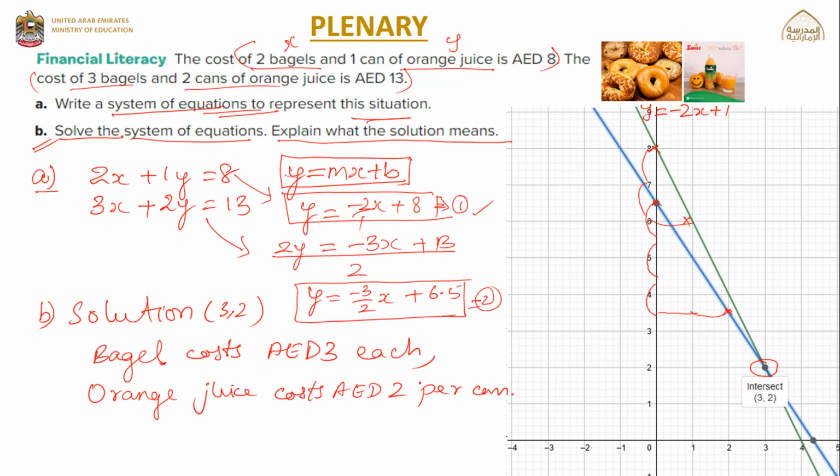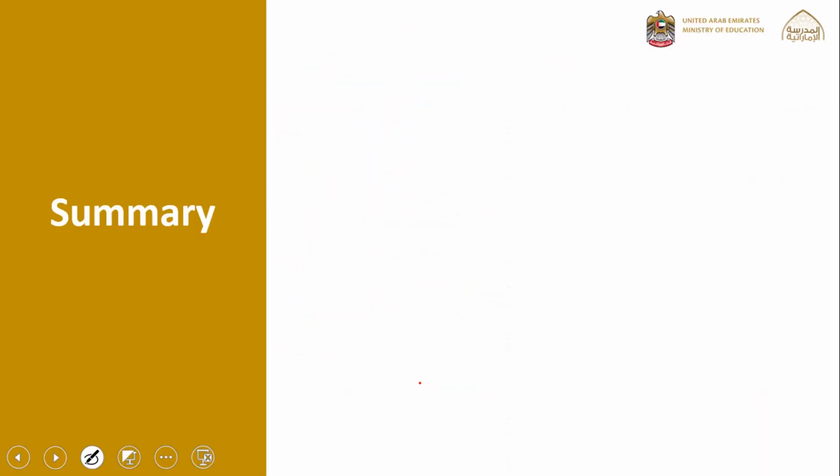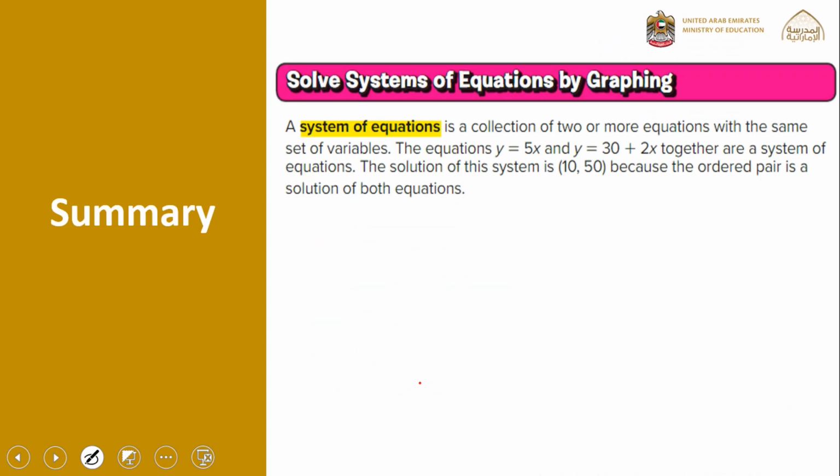It's so simple. So you're going to recall the lesson summary, where you'll be solving systems of equations by graphing, which we have done. So what is a system of equations? It's a collection of two or more equations with the same set of variables. So we have recalled the vocabulary: system of equations.